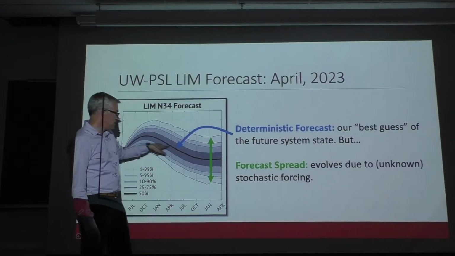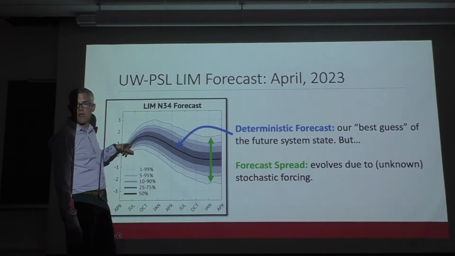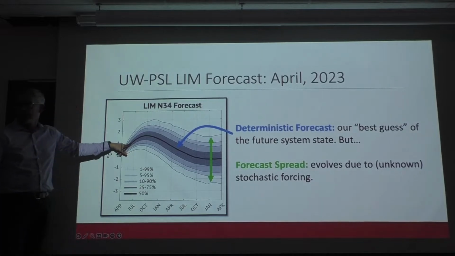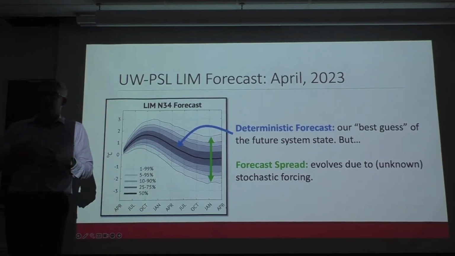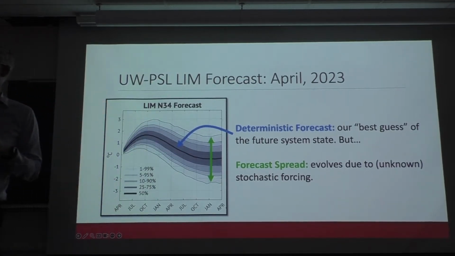This black line is the deterministic growth, so it's the homogeneous part of the system. And then the spread comes from the evolution of the stochastic force, the constant stochastic force. Okay, so here's how we make a forecast. But there's a problem I see with it, at least.